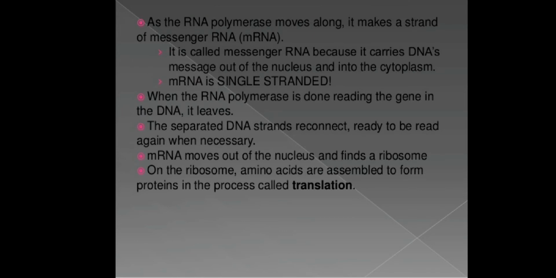The RNA polymerase moves along and makes a strand of messenger RNA, which is a type of RNA. It is called messenger RNA because it carries the DNA message out of the nucleus and into the cytoplasm, and mRNA is single-stranded. Later, we will dig deeper into the three divisions of RNA. When the RNA polymerase is done reading the gene in the DNA, it leaves. The separated DNA strands will reconnect and be ready to be read again when necessary. The messenger RNA moves out of the nucleus and finds a ribosome.